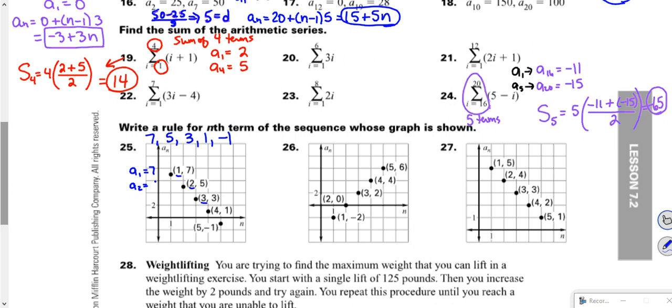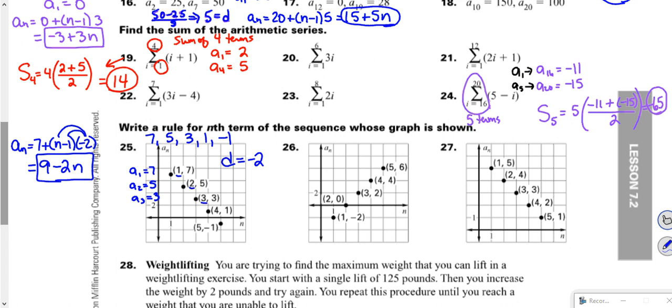This means a sub 2 is 5. This means a sub 3 is 3. That's what that means. Okay. So what's my d here? My d is a negative 2. I'm obviously subtracting 2 to get from one term to the next. Okay. So write a rule for the nth term. So a sub n equals 7 is my first term plus n minus 1 times negative 2. Again, the negative 2 has to be distributed. 7 plus 2 is 9. 9 minus 2n. Okay, that's what you're doing there.